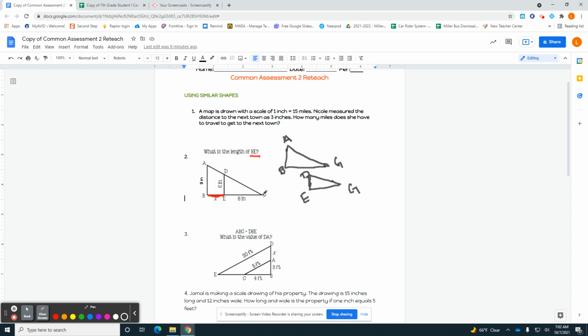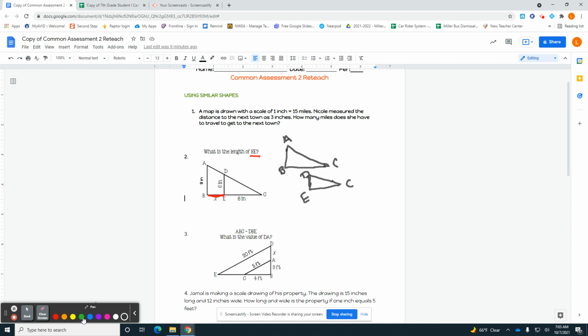Why do I have 2 C's? Is this a G or a C? Oh, that might be a C. Let me fix that. I think that's a C. It makes more sense for it to be a C. I know in the past I've been asked, why do we have 2 C's? Well, because if you look, they share this vertex. The 2 triangles share that point.